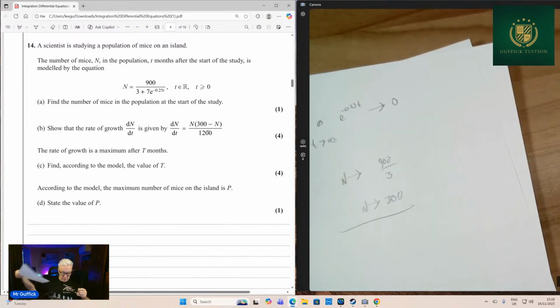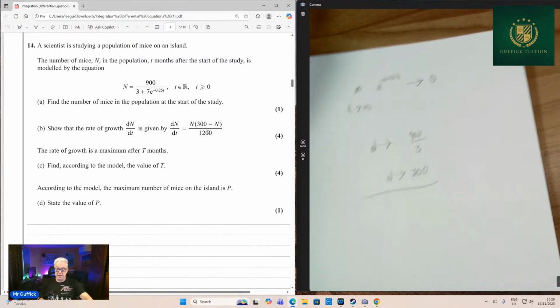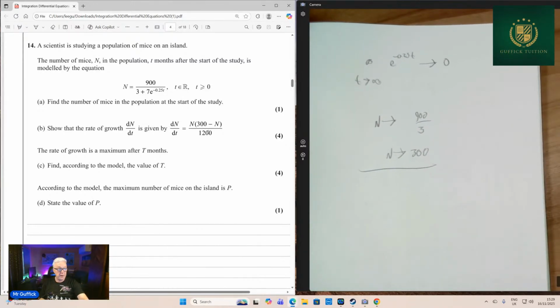So the long-term behavior of that equation is it goes to 900 over 3. And so therefore, the long-term population of the mice is going to go to 300 is our answer. Okay, hopefully everyone was okay with that.